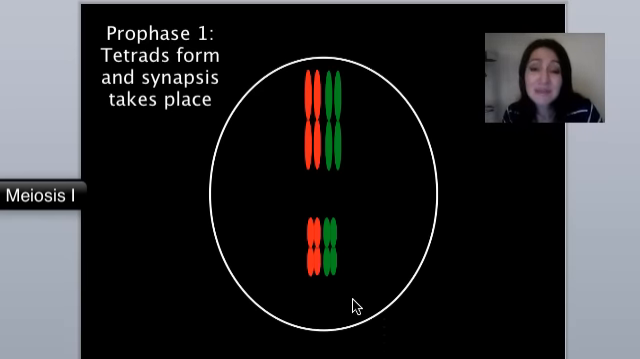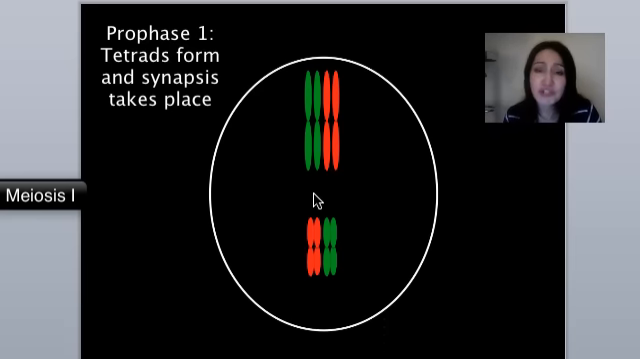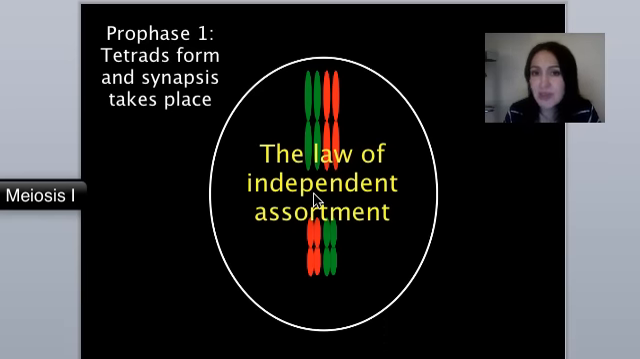So you can sometimes get something that looks like this, where you have dad's long chromosome here and mom's short chromosome here, so that these four cells will have a mixture of mom and dad's chromosomes. So that can happen too, and actually it does happen. This is called the law of independent assortment.